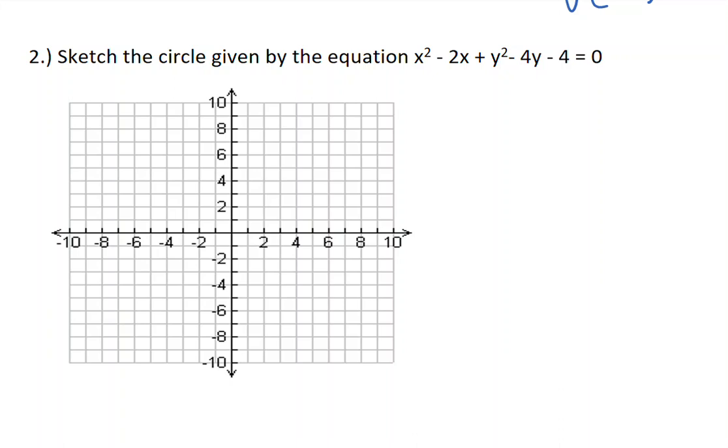Okay. So we're going to do the same sort of thing. We're going to sketch the circle from this equation. But you can see that this equation isn't as nicely laid out as the other one. So this is what we do. And it actually goes back to the idea of completing the square. Do you remember completing the square?